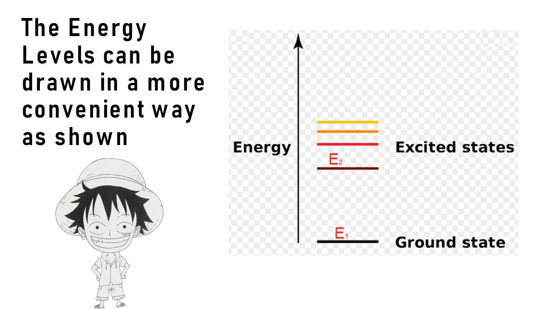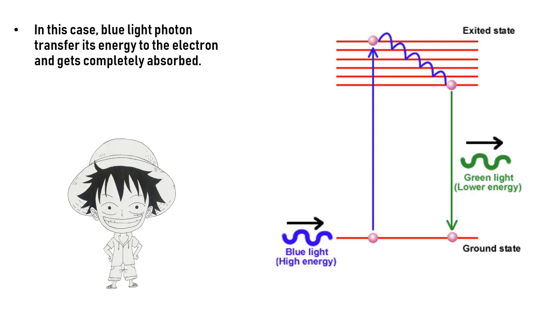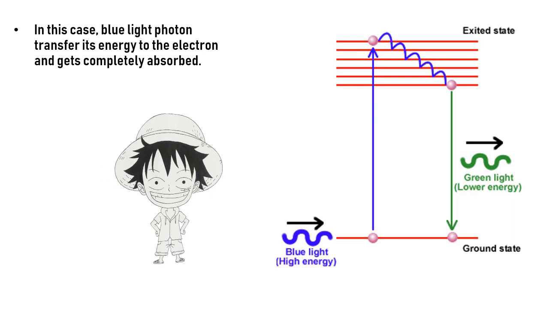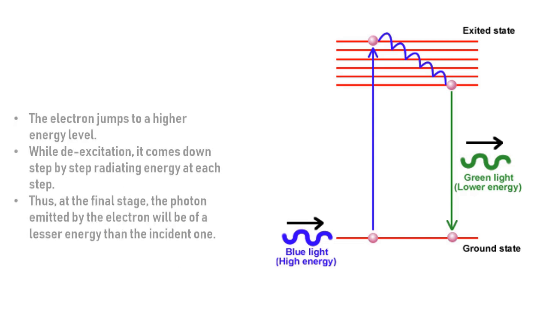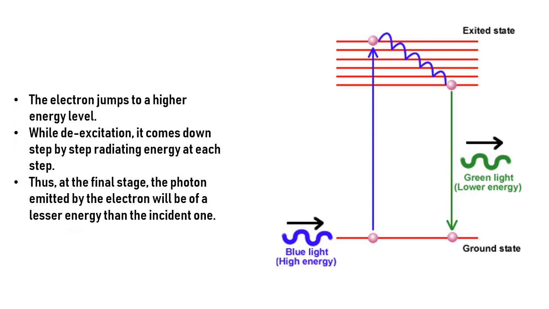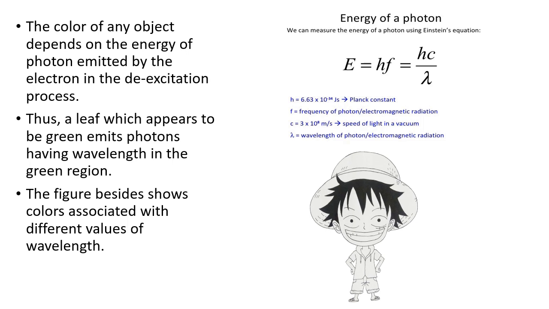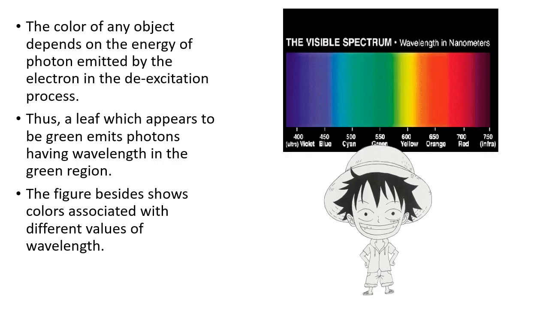So what exactly happens when an electron gets hit by a photon with just the right energy? If a photon has enough energy to transfer or excite an electron from a lower energy level to a higher one, it gets completely absorbed in that process. But the electron won't sit there for long. It will try to de-excite or jump to a lower level by emitting a photon. This de-excitation process in which the photon is emitted is what gives color to all substances. The resultant color depends on the energy of the photon emitted, since energy is directly related to the wavelength by E equals hc by lambda.